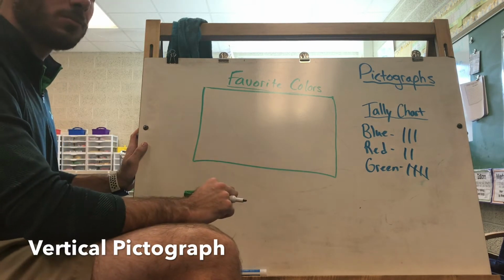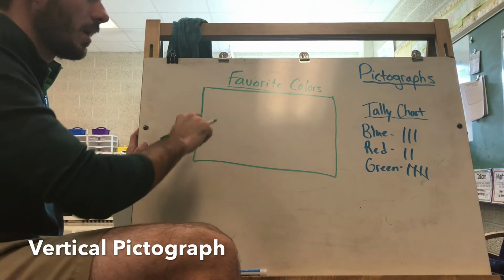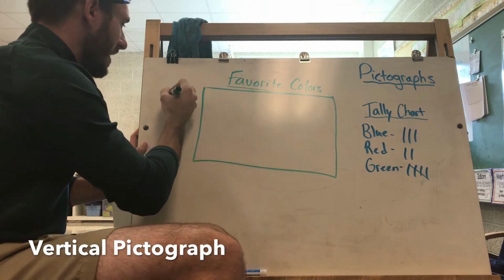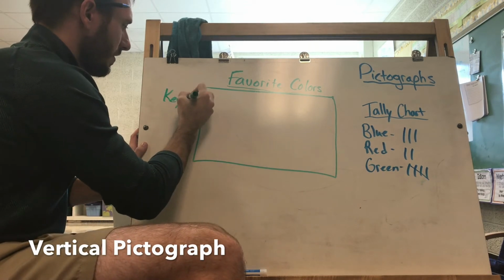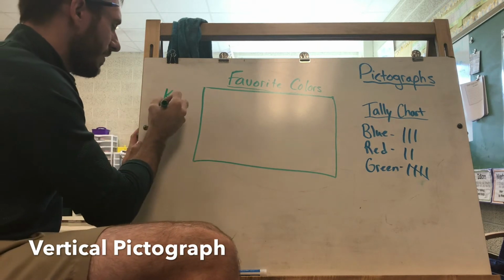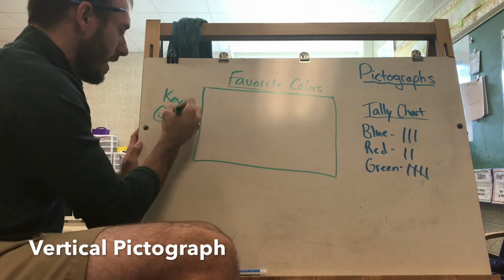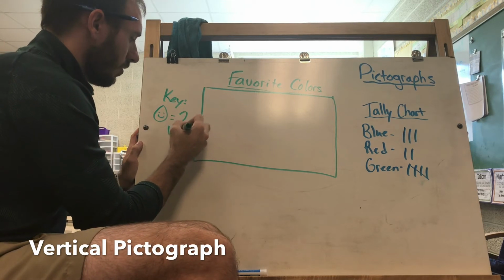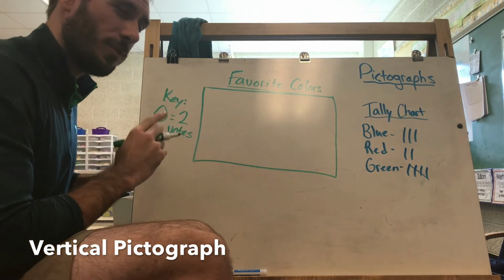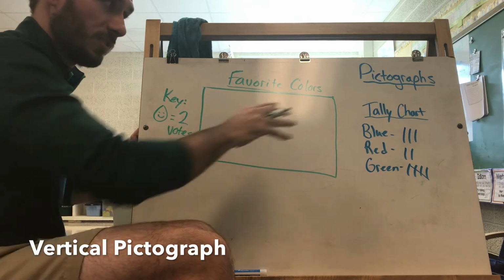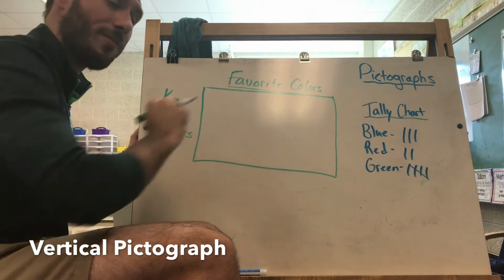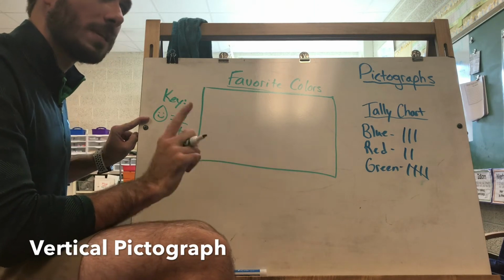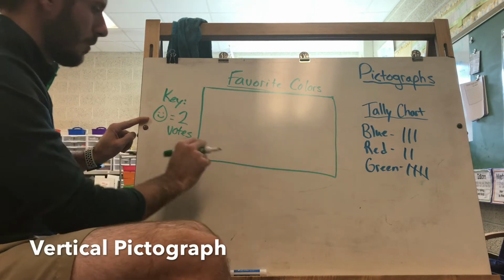Still need a key. Very important, still need a key. So let's start with the key. I need to determine a scale. Let's say I'm going to put my key over here now, because I want to put something else down there. Let's say every smiley face now is equal to 2 votes. Okay, that's different than the first one. Same information, graphing the same stuff, but I changed my key. So remember, the key is the key. Keep that in mind.